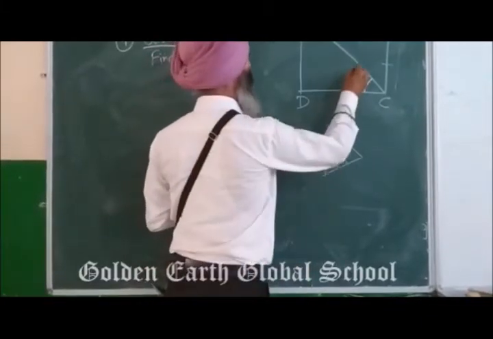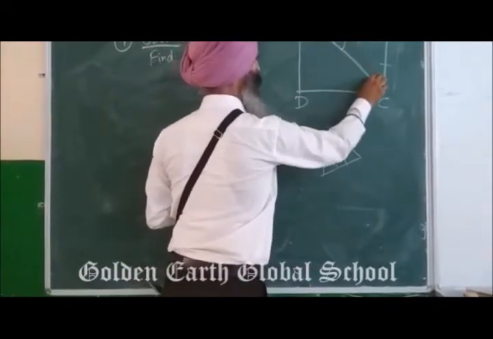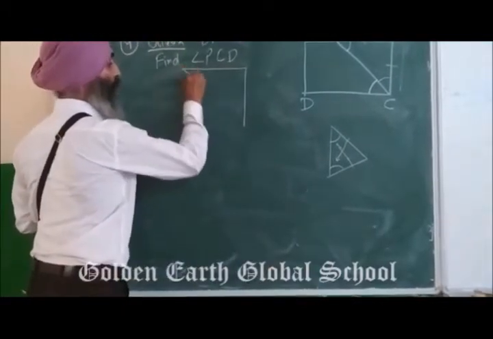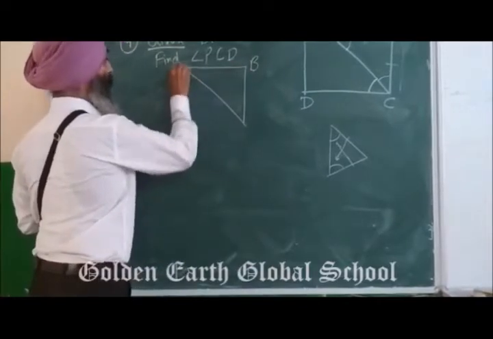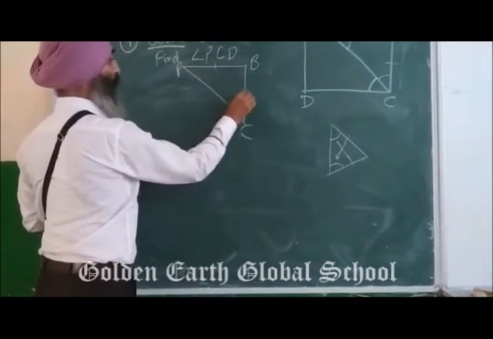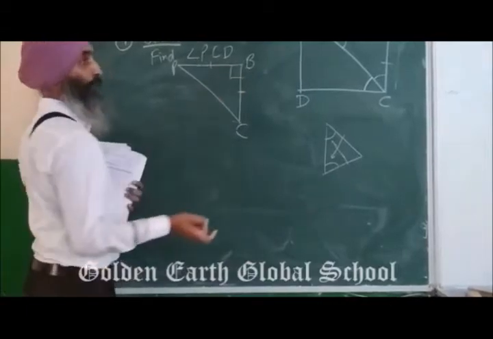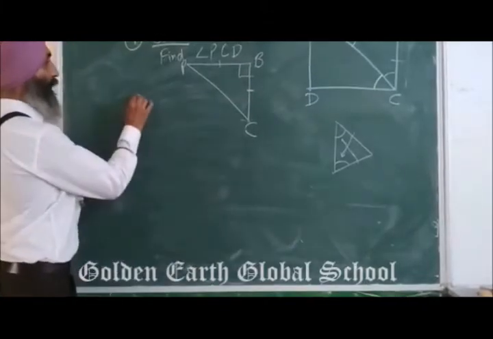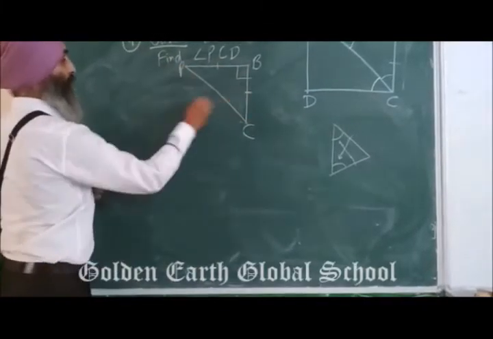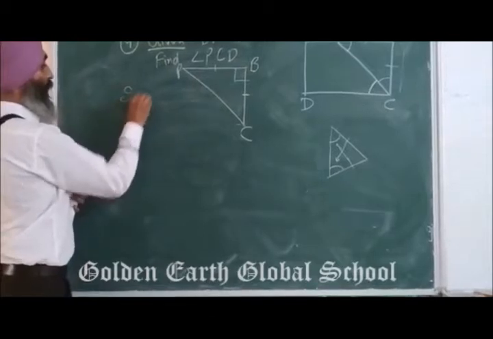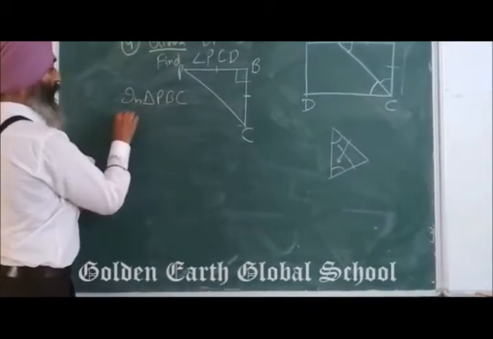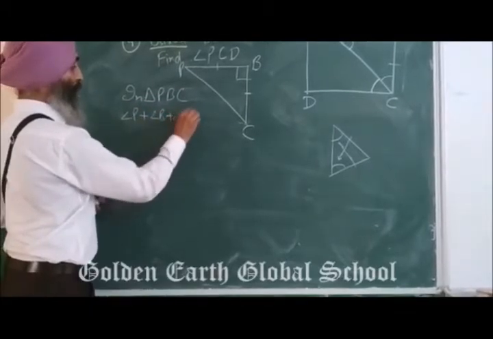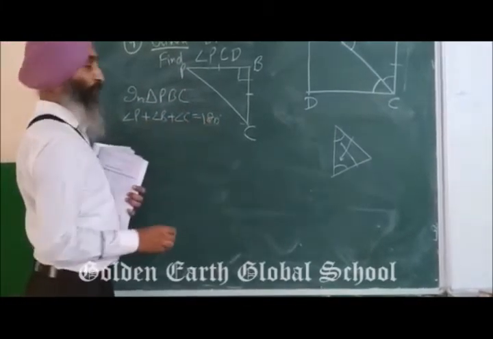So we can say that this angle is equal to this angle. Or if you take only this triangle, that is BPC, this is equal to this, and this is already 90 degrees because it is a rectangle. It is given ABCD is a rectangle. So you can say that in triangle PBC, angle P plus angle B plus angle C is equal to 180, angle sum property of triangle.